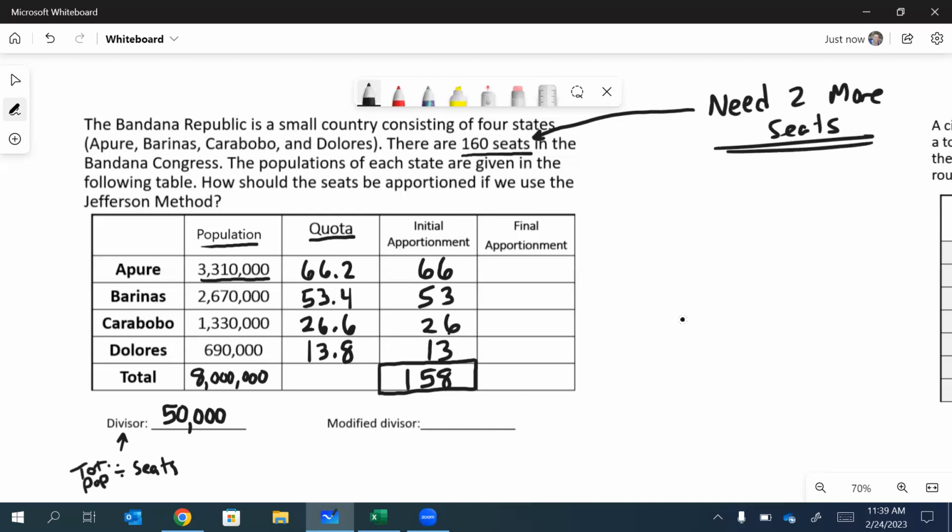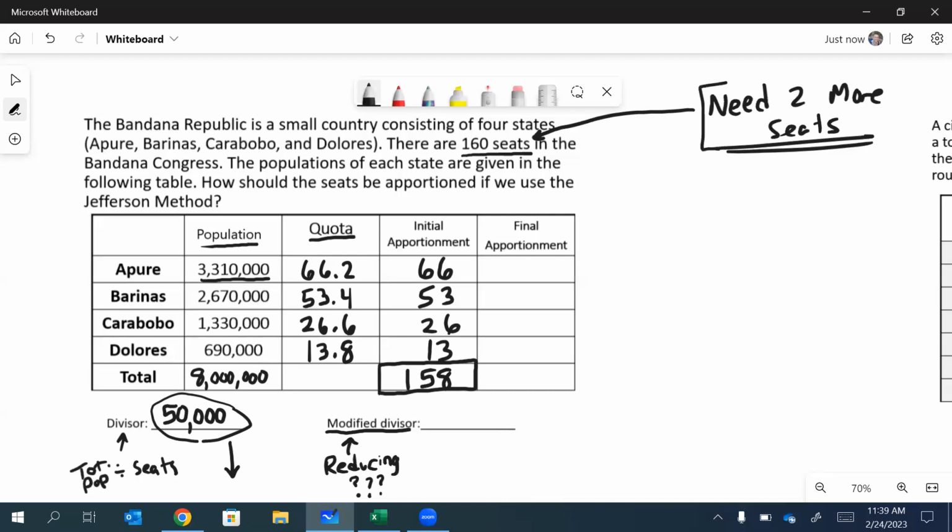Now, the Jefferson method in step 4 was to create a modified divisor, and we're going to do that by reducing the divisor. But the question is, and this is a really big question, how much? How much? I was originally at 50,000. I'm going to bring that number down. Well, how much down? Do I go down to 40,000? Do I go down to 5,000? Do I just go down to 49,000? And the answer is kind of tricky. You don't know. Generally, you don't really go that much down, but it does depend. So you're going to have to move around.